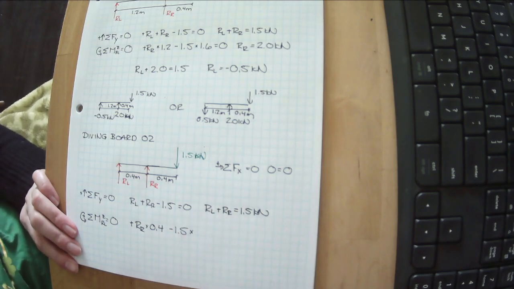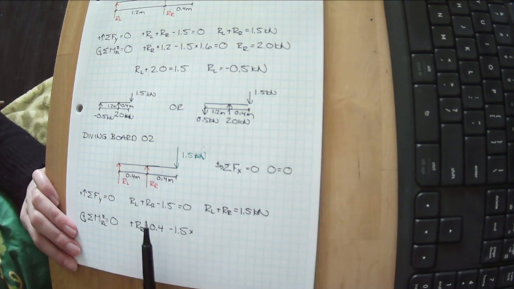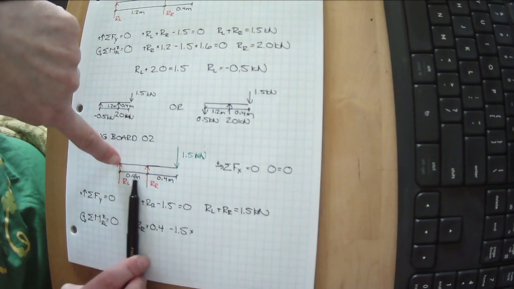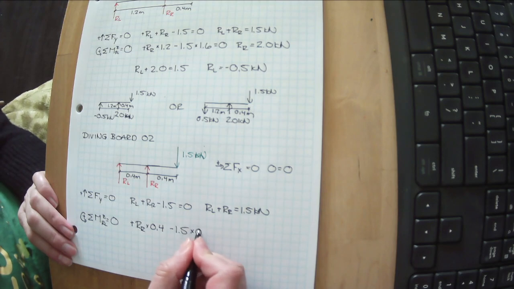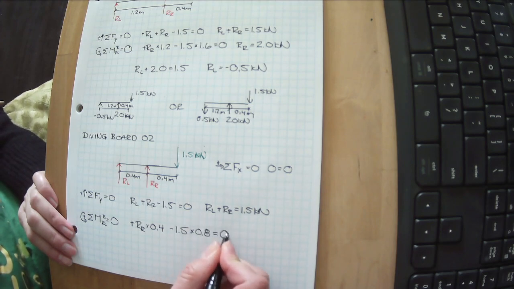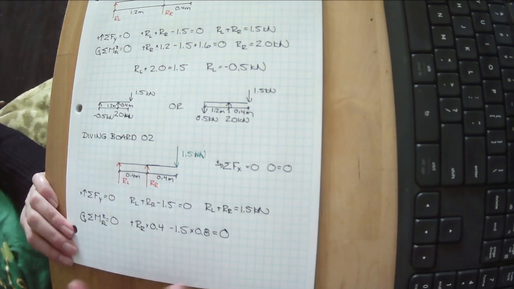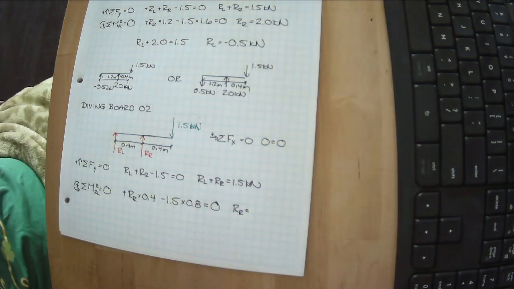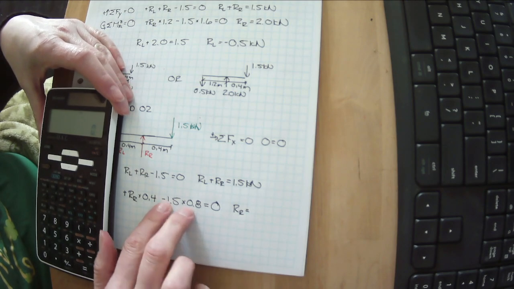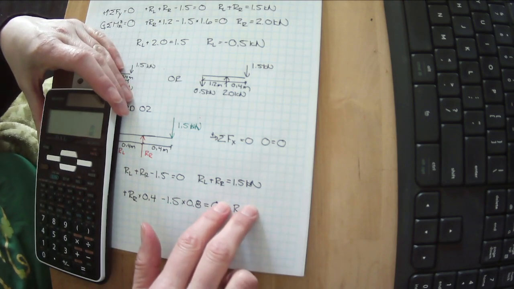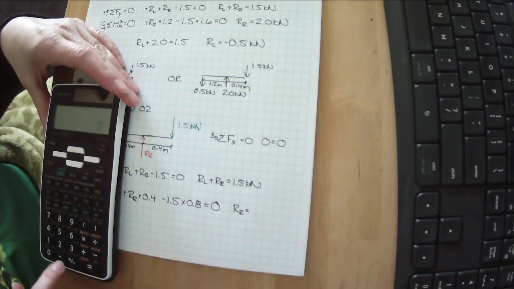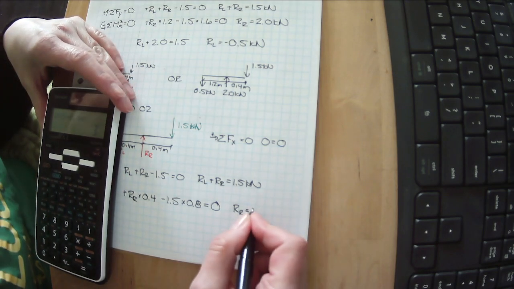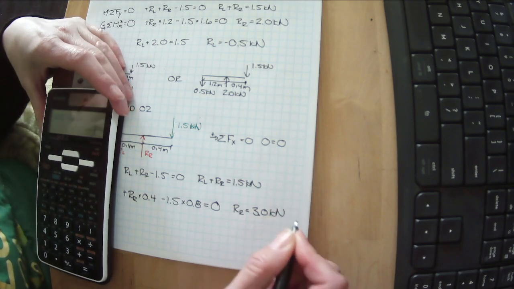To be a moment, you need to be an eccentricity, or a force times an eccentricity. We have 1.5 times, and we're spinning it about this point, so its eccentricity from that point is 0.8 meters. And we want to know what it takes for this system to be in equilibrium. So we can rearrange this and find RR. So negative 1.5 times 0.8, bring it over to the other side and make it positive, and then divide by 0.4. So 1.5 times 0.8 divided by 0.4 equals 3 kilonewtons.